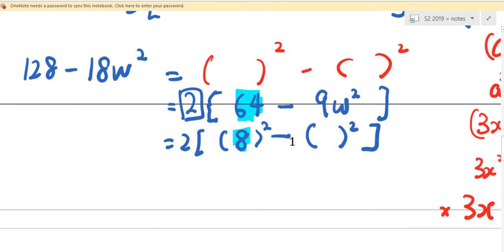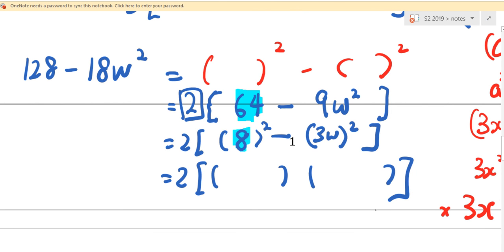What about the other bracket? I must get it from 9w squared. So I square root 9, I get 3, right? So this is 3w. Now I can sing the song again, because this is something plus something, something minus something.